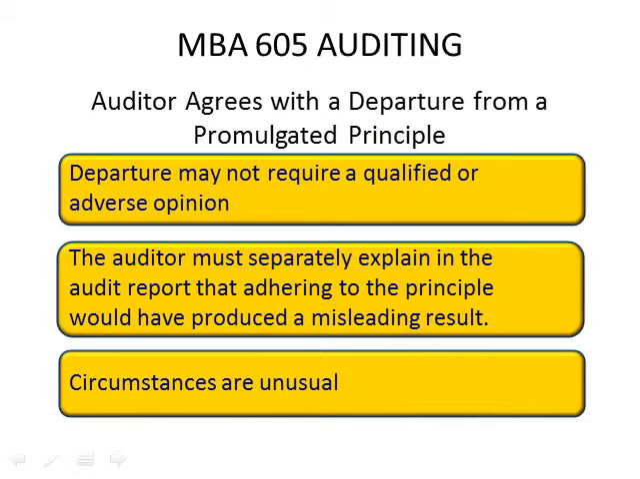Where an auditor agrees with a departure from a principle, the departure may not require a qualified or adverse opinion. And so if the auditor agrees that the client didn't follow GAAP, it may not be a significant enough departure that the financial statements aren't presented fairly, so an unqualified opinion can be used, but with some modified wording. The auditor must separately explain in the audit report that adhering to the principle would have produced a misleading result and that circumstances are unusual.